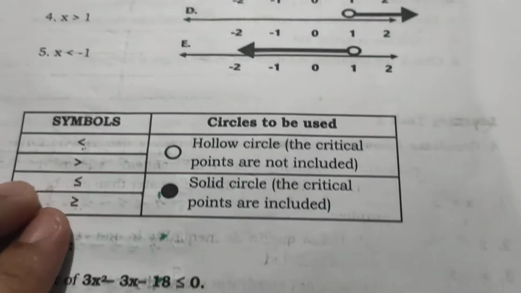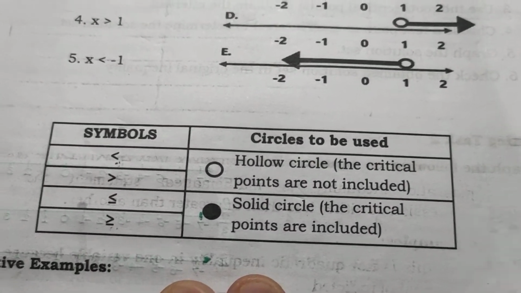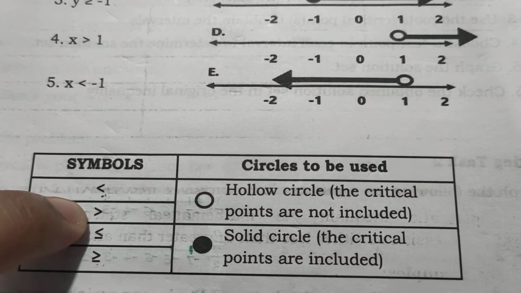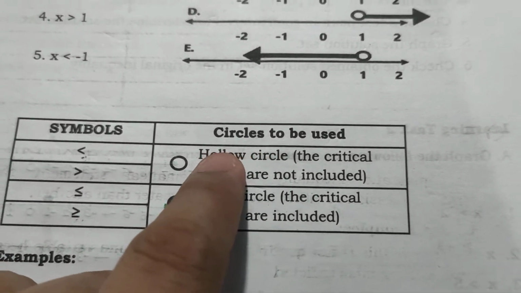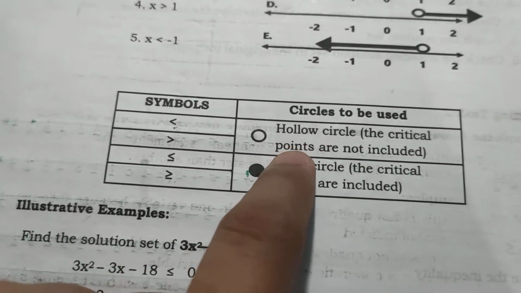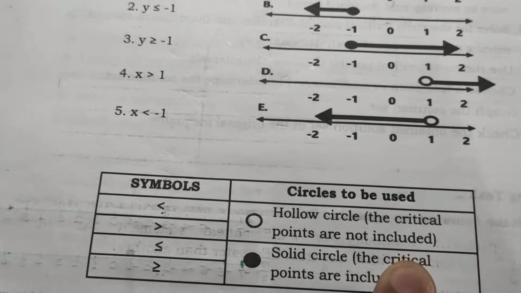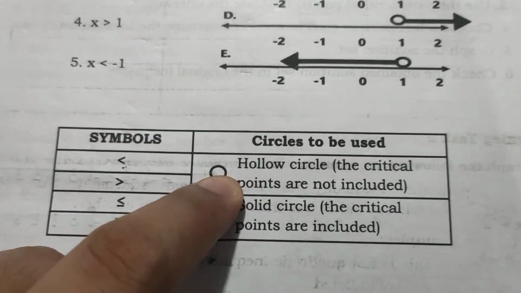But take note of the following. When you are given a less than or a greater than symbol, you are going to use the hollow circle. When you say hollow circle, it has no shade. The critical points are not included. It means the given number is not included. That is why we use a hollow dot or hollow circle.